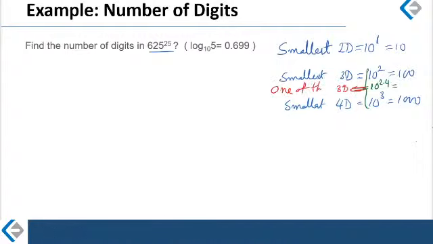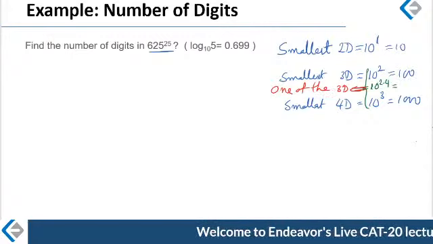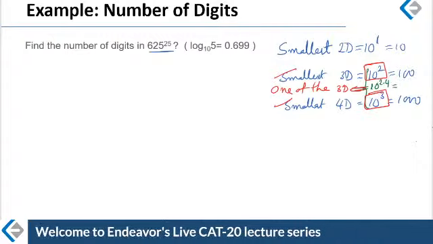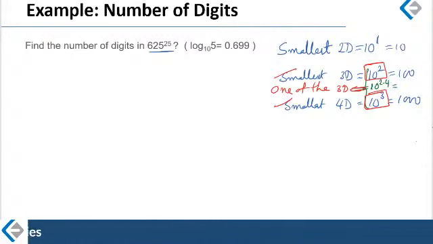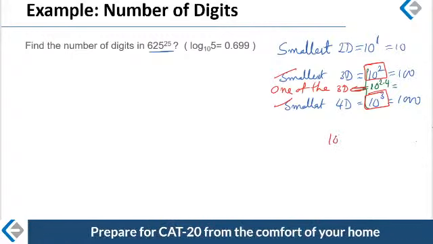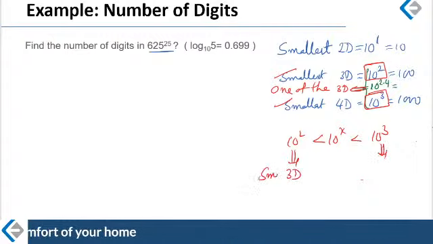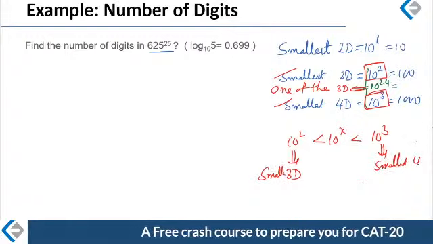It is one of the 3-digit numbers. Why? Because 10 power 2 is the smallest 3-digit number, and 10 power 3 is the smallest 4-digit number. Both of them are smallest. What if I change the decimal place here? I will write 10 raised to power x, which lies between 10 power 2 and 10 power 3, because 10 power 2 is the smallest 3-digit number, and 10 power 3 is the smallest 4-digit number.